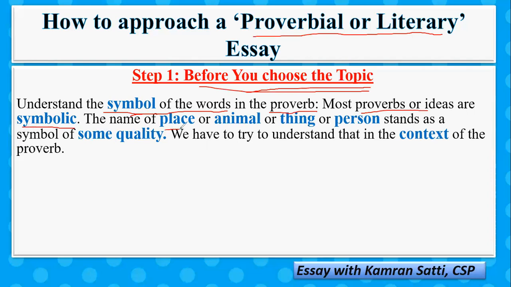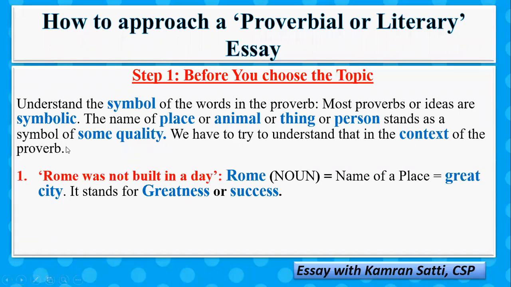They could be the name of a place, animal, thing, or a person, but don't take this at face value. They almost always denote some sort of quality, some attribute. So you have to decode it first before jumping on such topics. What we effectively have to do is try to understand that quality in the context of the proverb. I'll be discussing it with an example which will make it clearer what I mean by this. The topic I was alluding to was, let's suppose the topic has come up in your exams: Rome was not built in a day.